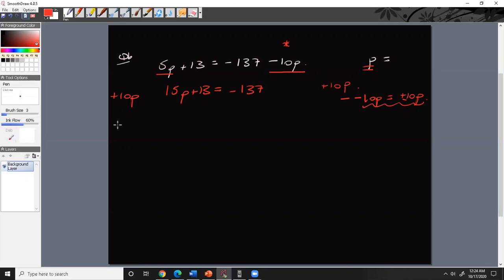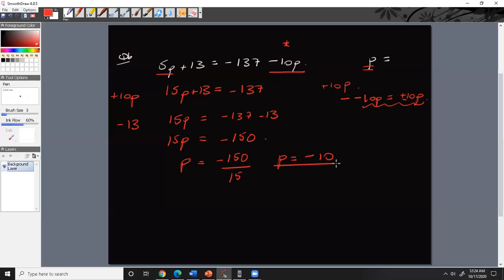So then we're going to take away the 13 from both sides. So we're going to have 15p is minus 137 minus 13. This is minus 137 minus 13. So 15p is going to be minus 150. So p is going to be minus 150 divided by 15. So p is going to be minus 10. Okay, so p is minus 10.